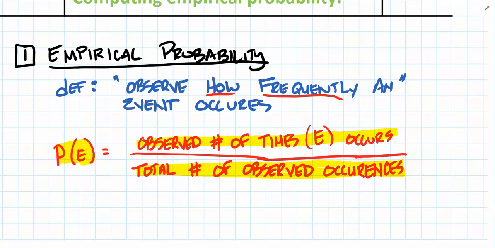Empirical probability applies to situations in which we observe how frequently an event occurs. So we use the following formula to compute the empirical probability. The probability of an event, P of E, is equal to the observed number of times that the event occurs over the total number of observed occurrences. Sounds a little bit funky, but once we see an example in box number 2, it should make more sense to you.